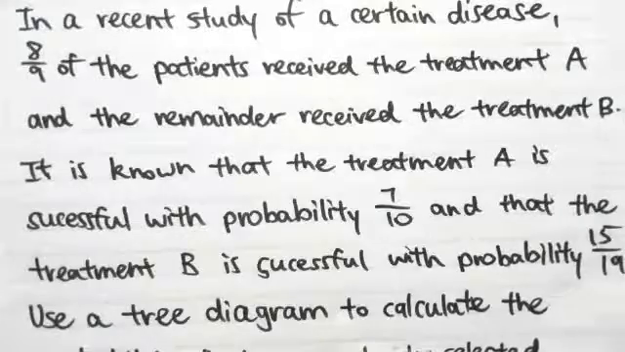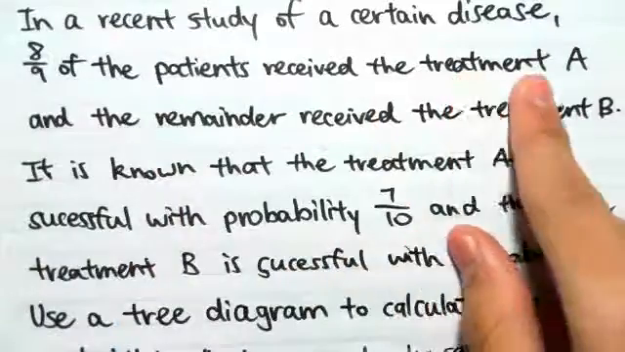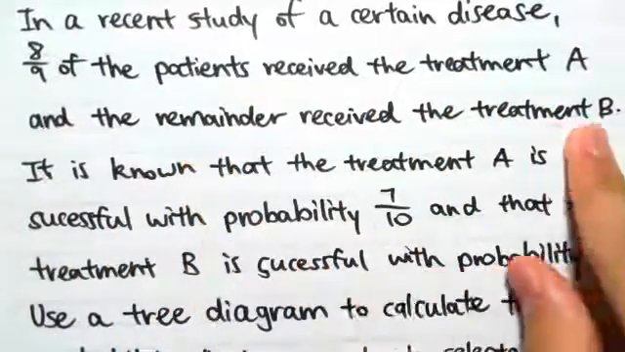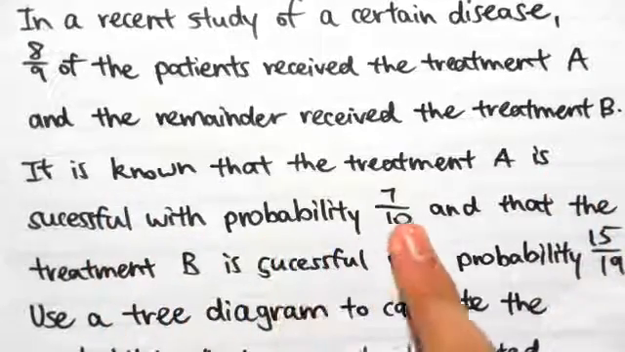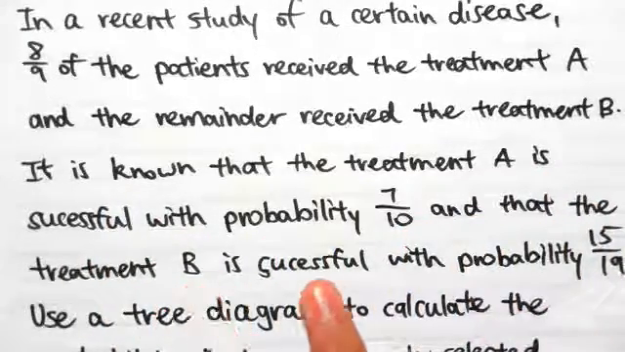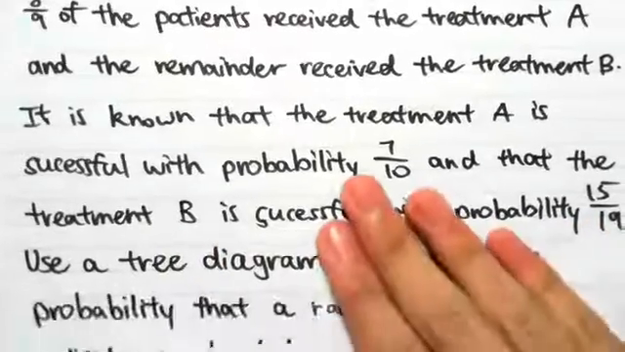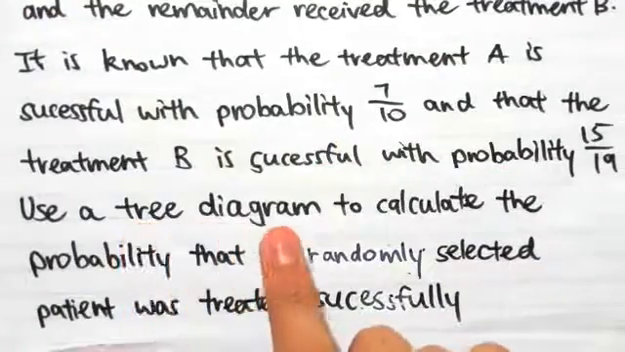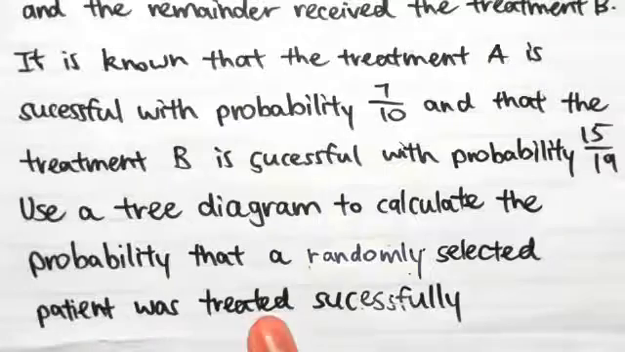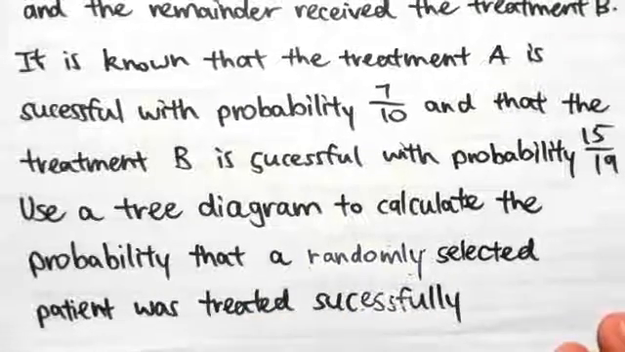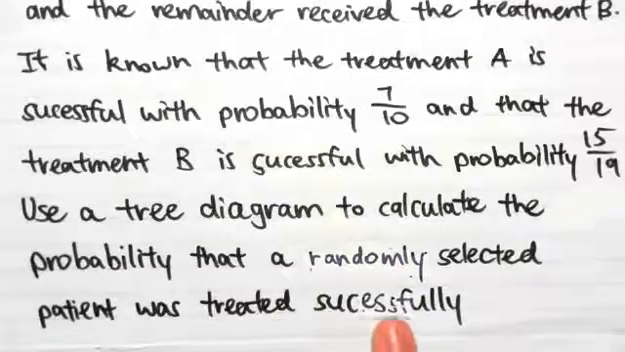So in a recent study of a certain disease, 8 out of 9 of the patients received the treatment A and the remainder received the treatment B. And so it is known that the treatment A is successful with probability of 7 on 10 and that the treatment B is successful with the probability of 15 on 19. So now we're going to use a tree diagram to calculate the probability that a randomly selected patient was treated successfully. So this is our aim, calculating the probability that this one patient is treated successfully.